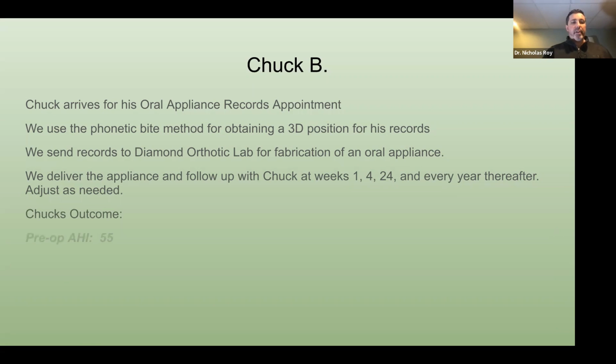So here was Chuck's outcome. This is kind of his report card. You can think AHI is an acronym for Apnea Hypopnea Index. It's essentially how many times per hour the patient has a disruption in breathing or desaturation in oxygen. Just think of them as bad events while you sleep. It's more complex than that, but for the purposes of today, think of that number as a perio pocket. A 55 is like an 8mm pocket.